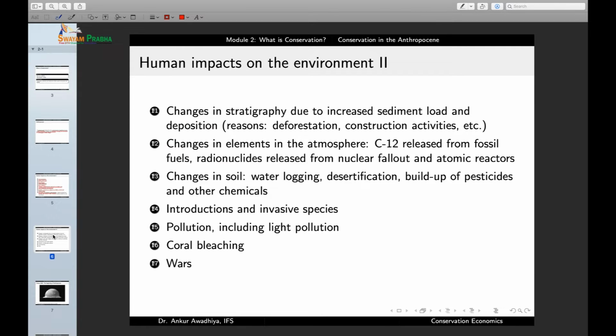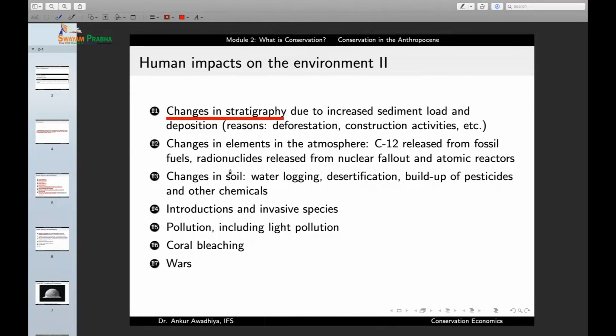Then we have changes in stratigraphy due to increased sediment load and deposition because of deforestation, construction activities, and so on. Now, changes in stratigraphy means that there is change in the levels or the layers of soil that are naturally present. And why do we see these changes? We are observing these changes because of a huge amount of sediments that are being brought through mostly the river systems and the water systems, into the lakes.